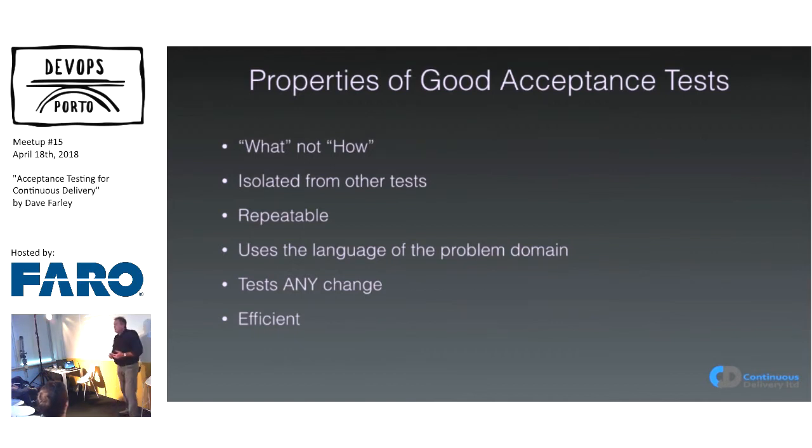We want them to use the language of the problem domain because we want them to be easy to correct, and we want them to enhance our development process, not get in the way of it. We want to be able to test any change, whatever the nature of the change. And we want the tests to be efficient, because if we're going to get any good at this, we're going to end up with tens of thousands of these things in a system of any complexity, and we want answers in under an hour. That's hard work. So we need to take into consideration the efficiency of the testing that we're writing. We need to take the tests more seriously in many ways.